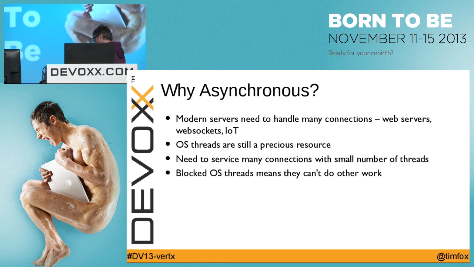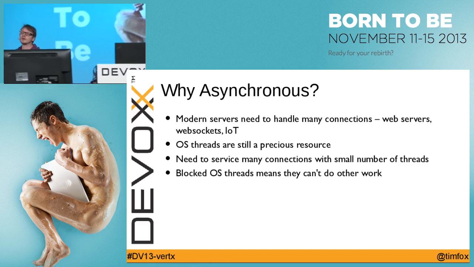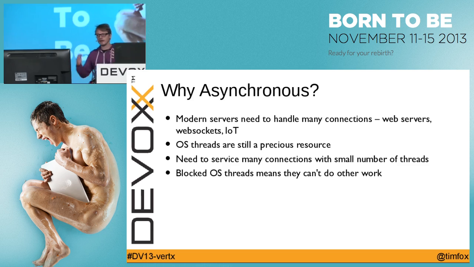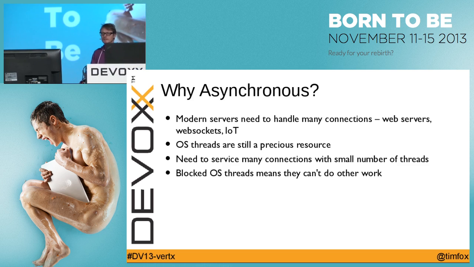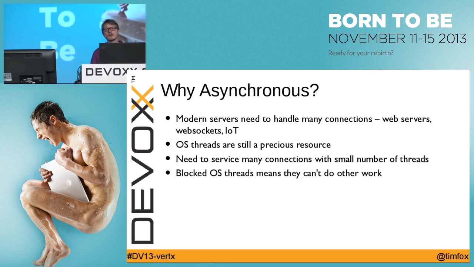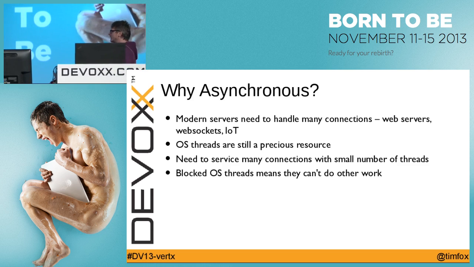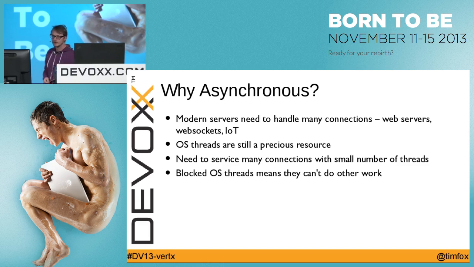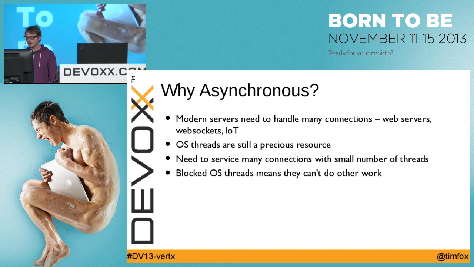So modern breeds of servers, whether they're web servers or maybe WebSockets application servers, or servers for the Internet of Things, like MQTT servers. You may have heard quite a lot about IoT recently. All of those are characterized by many long-lived connections. Okay? And if you have a blocking thread per connection model, then you need as many OS threads as you have connections. And obviously that doesn't work when you've got a million connections.